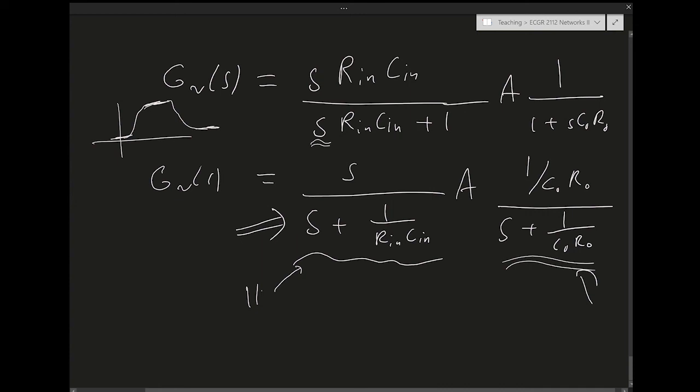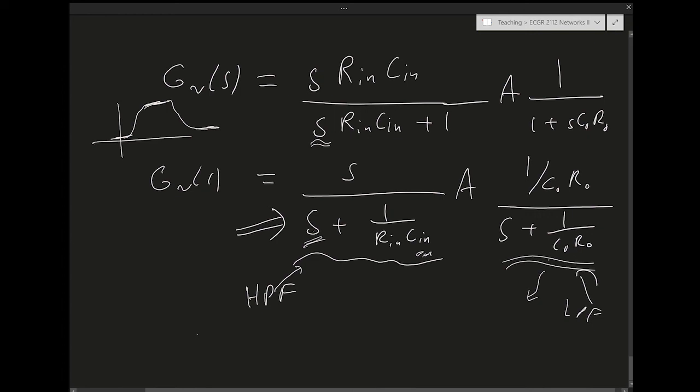Why? Because remember S is j omega. So as omega goes to zero, this becomes much smaller than this. So I end up with S over 1 over Rn Cn, but S is going to zero because omega is going to zero. So this whole thing goes to zero as omega goes to zero. Right, so this clearly suppresses low frequencies. So it's a high pass filter.